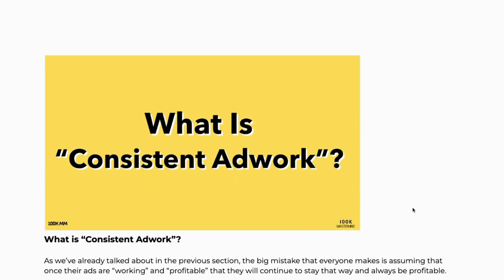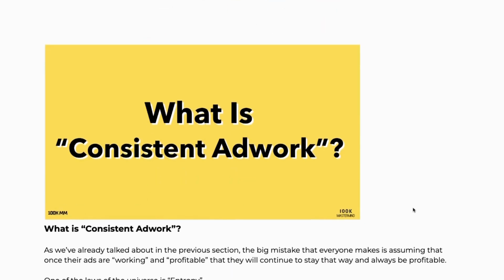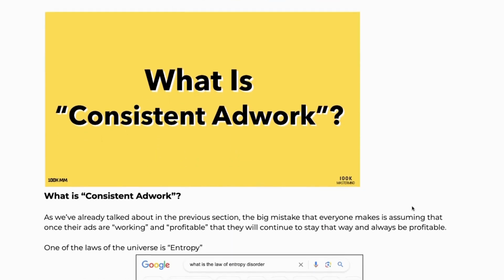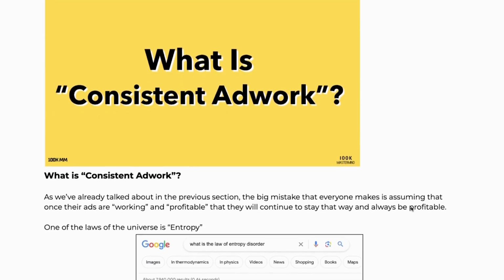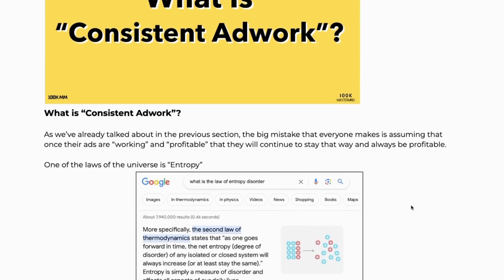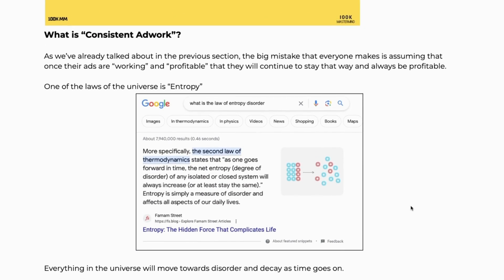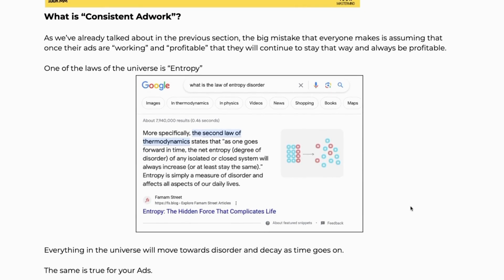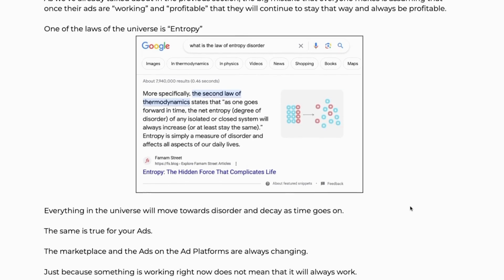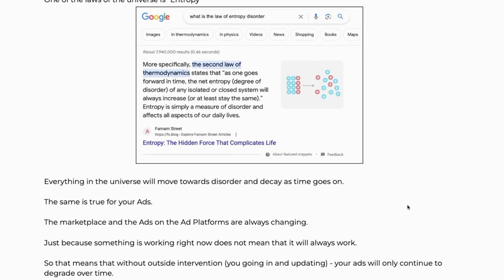So what is consistent ad work? As we've already talked about in the previous section, entropy is going to take over for your ads. A winner is not going to be a winner forever. It is eventually going to become a loser, okay? And like everything else in the universe, because it's all going towards decay, unless there is an outside hand, unless there is outside intervention, we have to make sure that we are constantly in the background doing the work that is required to be ready for that degradation that is going to happen for our winning assets.